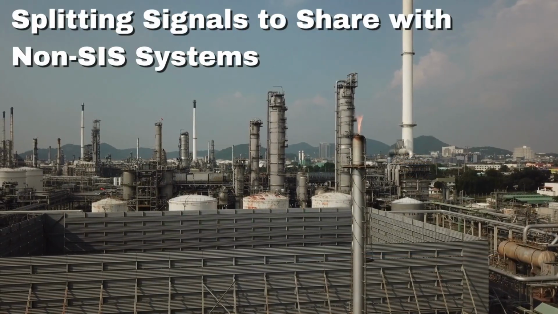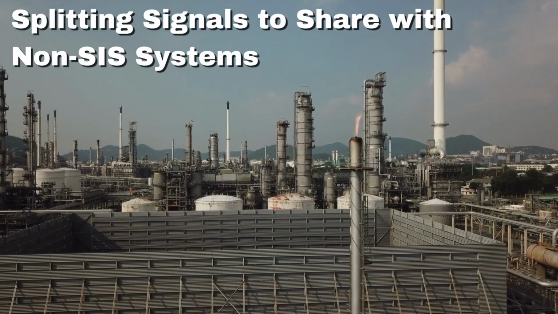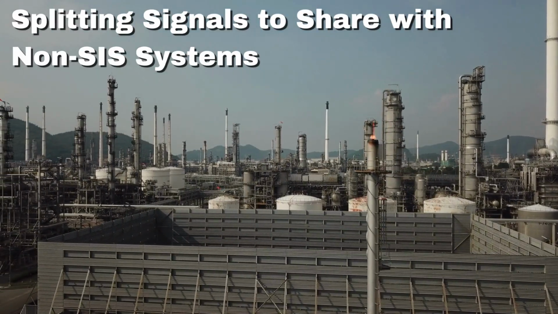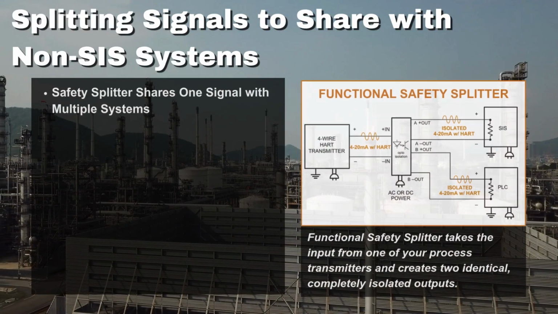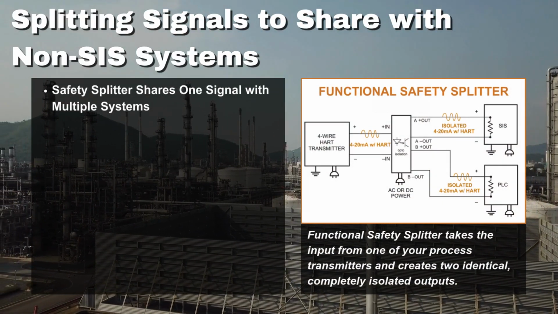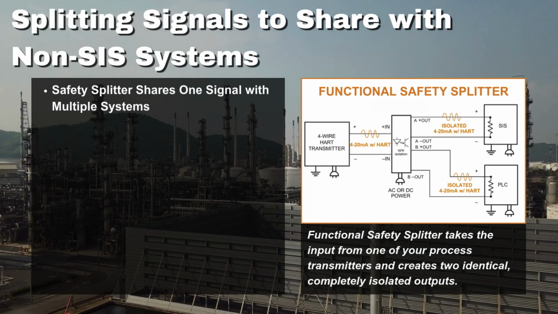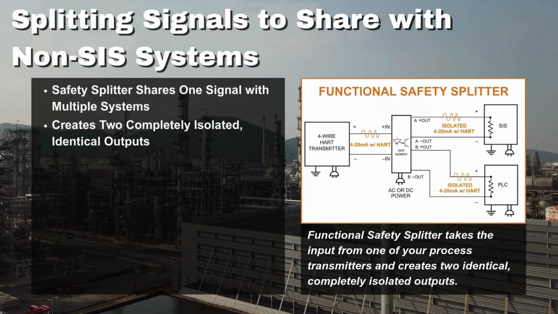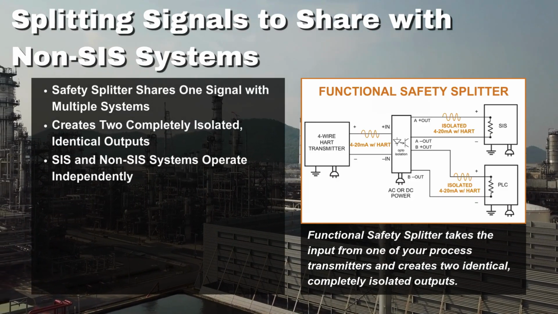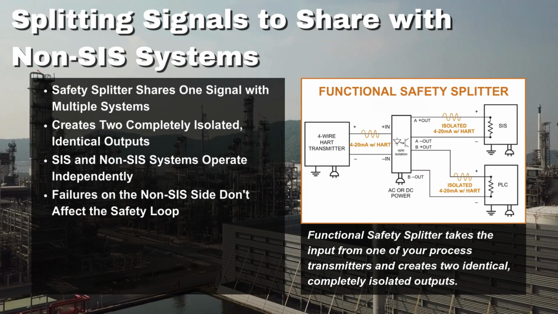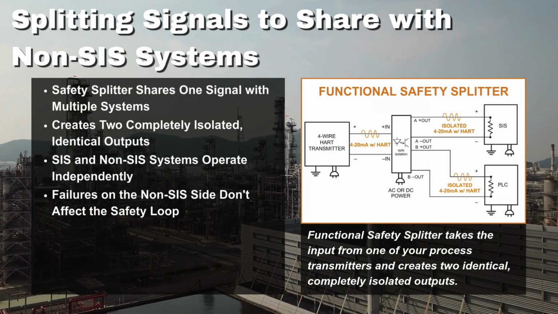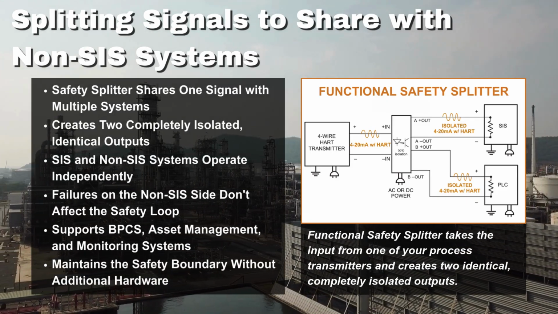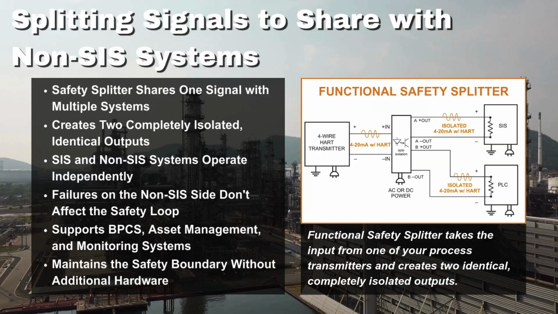In many installations, the same process signal that feeds your safety instrumented system also needs to reach a basic process control system, an asset management platform, or another monitoring device. A functional safety splitter makes this possible without compromising the integrity of the safety loop. By taking a single input signal and creating 2 completely isolated, identical outputs, the splitter ensures that each receiving system operates independently. A failure, disconnection, or power loss on the non-SIS side has no effect on the safety loop. This allows critical process data to be shared across systems while keeping the safety boundary firmly intact.